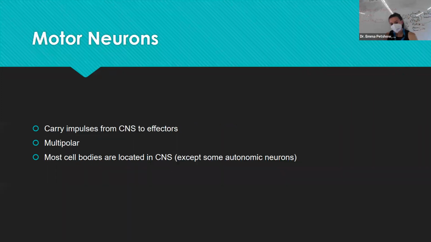You then have your motor neurons. Motor neurons are going to carry impulses from your CNS, your central nervous system, to its effector organs. These are multipolar. So they're going to have one axon and multiple dendrites. And most cell bodies for motor neurons are located in the central nervous system, except for a few exceptions in our autonomic nervous system. There's a few autonomic neurons that are located peripherally.